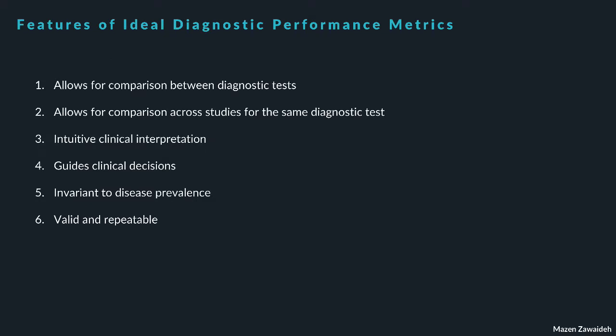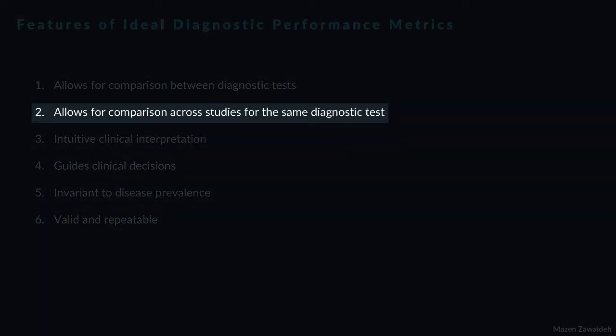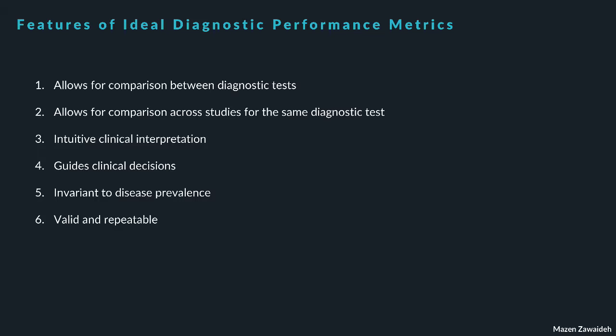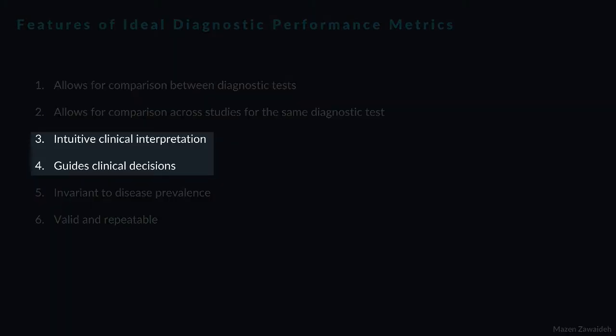To make the argument that sensitivity and specificity are ideal diagnostic performance metrics, we first have to understand the features of ideal metrics. Say we've trained a model and we need to quantify how "good" the model is. We'll need some metrics that allow us to compare our model performance to previously well-established diagnostic tests, for example histopathology. That is, the metrics should allow for comparison between tests. Also, the metrics should allow us to compare the performance of that same model across different published studies or patient populations. Moreover, to be of practical use, these metrics should have an intuitive clinical meaning and guide our clinical decision-making.